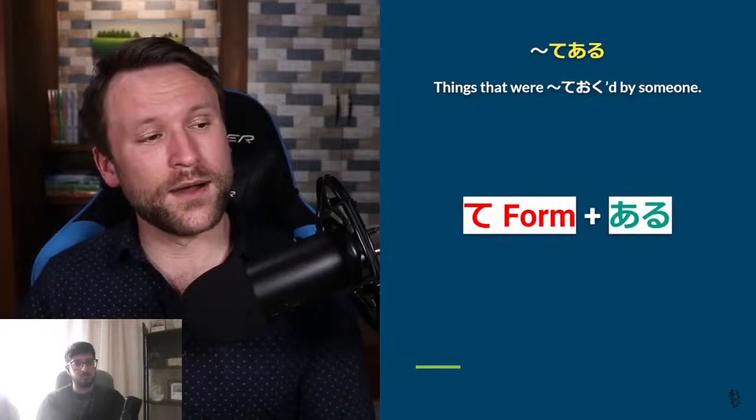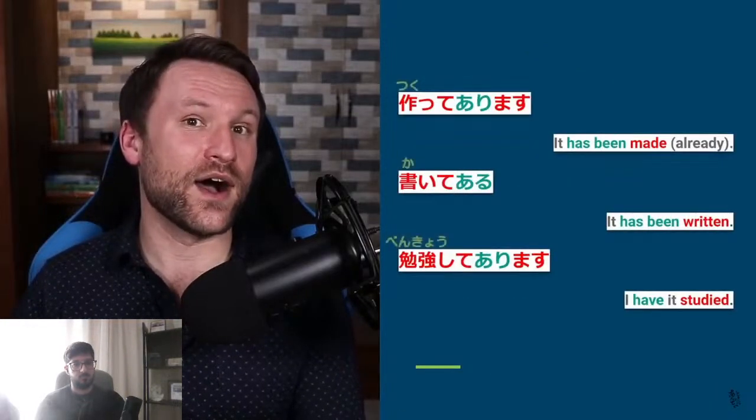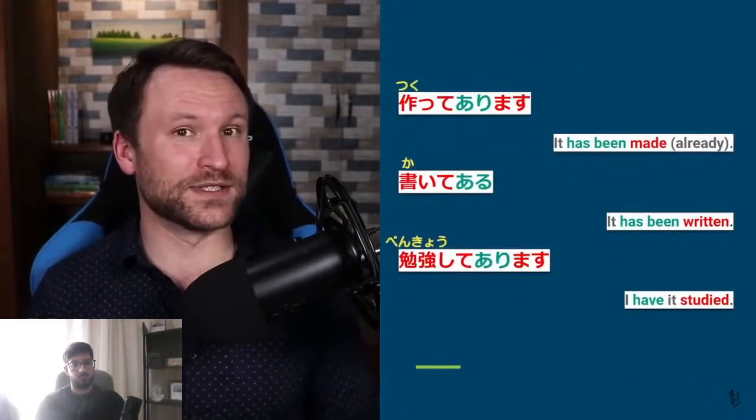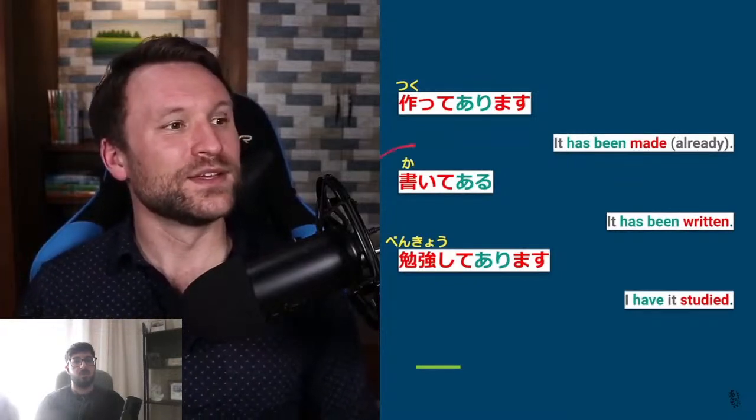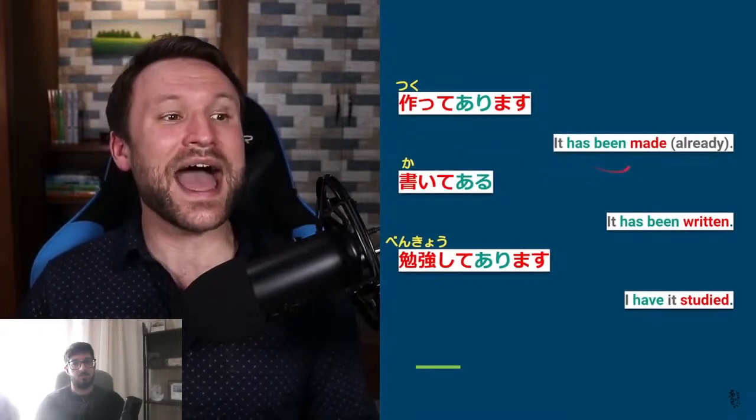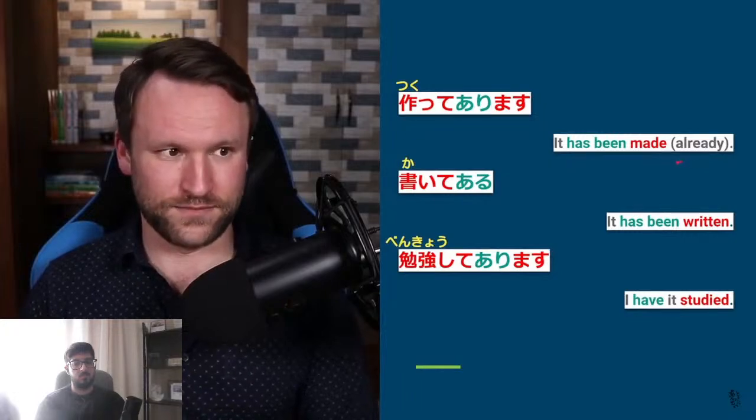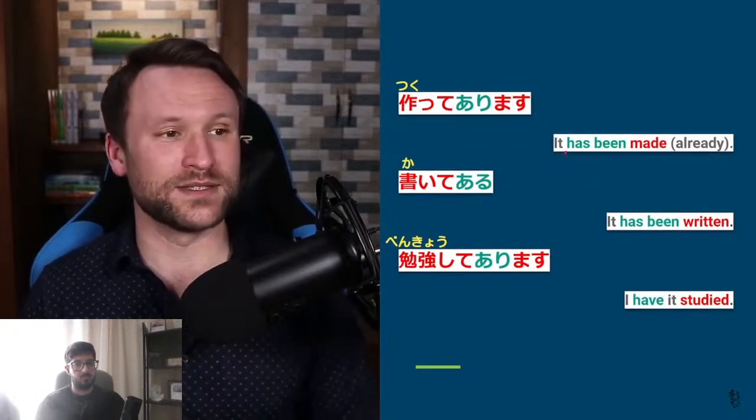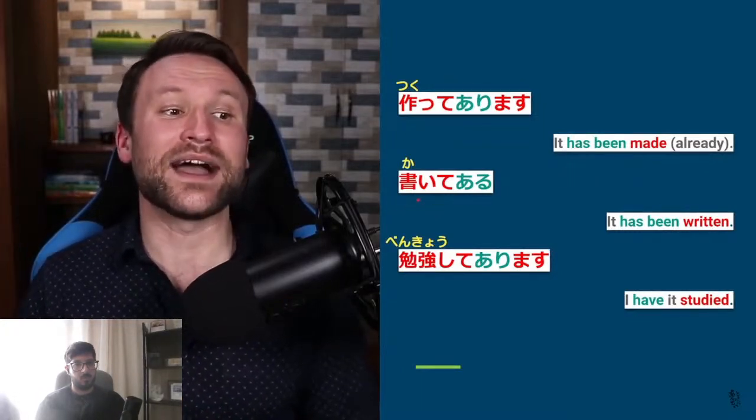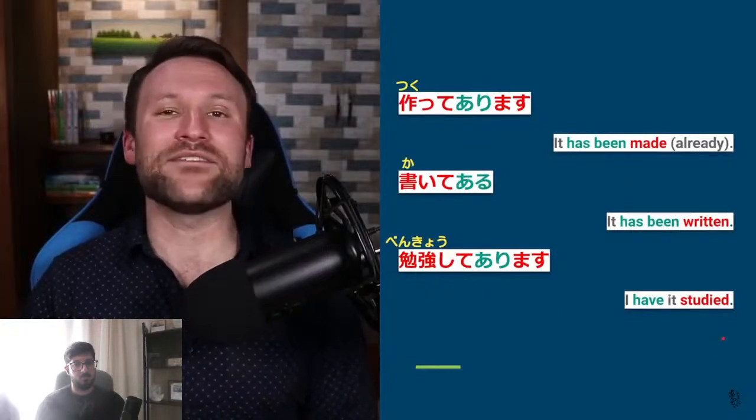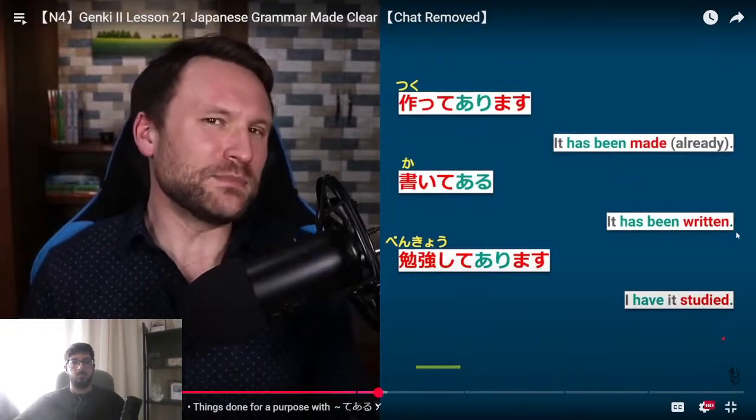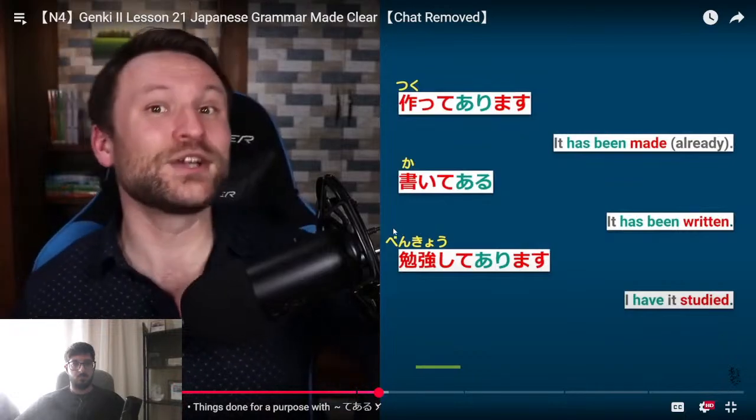So there's no actor in a te aru sentence. That's the first thing to keep in mind. Let's go over some examples and it should make it a little bit more clear. Tsukutte arimasu. It has been made already. Simple sentence. Kaite aru. It has been written. Benkyou shite arimasu. I have it studied. So it could be me that did the studying. It could be in some situations.